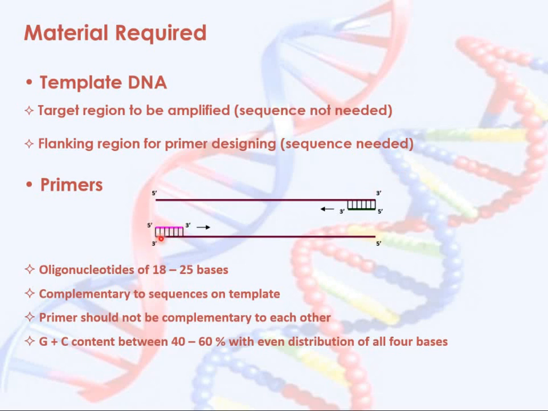ये primers हम use करते हैं, इसमें there are oligonucleotides that are 18 to 25 bases in length. Commercially synthesize करवा सकते हो. ये complementary होने चाहिए to the sequences on the template in the flanking region. Flanking is जो region को आपको surround करता है, जिस region को आपको amplify करना है. These two primers should not be complementary to each other. That is very important because अगर ये दोनों complementary होंगे, एक दूसरे से bind कर जाएंगे, फिर इसको amplify नहीं करेंगे. And the G plus C, यानी G और C का content should be 40 to 60%, and there should be equal distribution of all four bases. A, T, C, G bases होते हैं ना, तो इसमें G और C should be 40 to 60%.